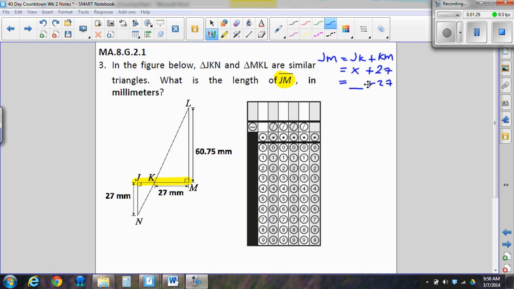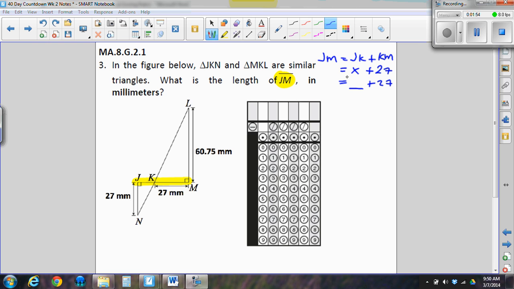Sometimes this step isn't necessary because what they're asking you for is an entire side length by itself. So if they asked us for just JK, we wouldn't have to do this portion here. But since they asked us for the entire length, we do have to do this. Now, step 2 is to find the missing side, which we now know is X, which is also JK.